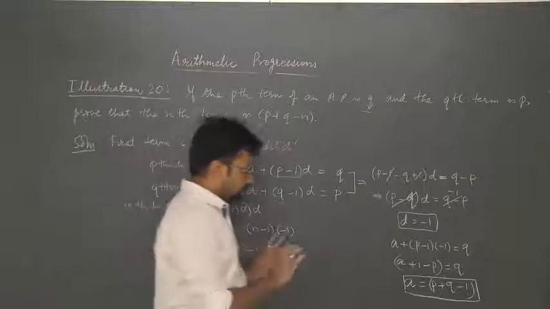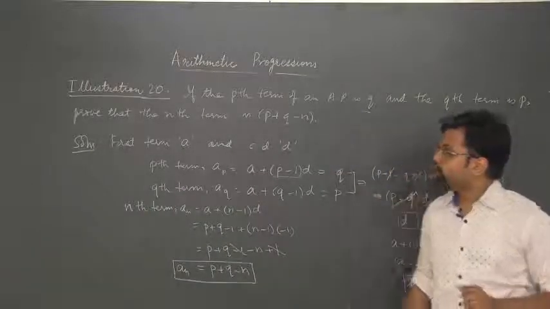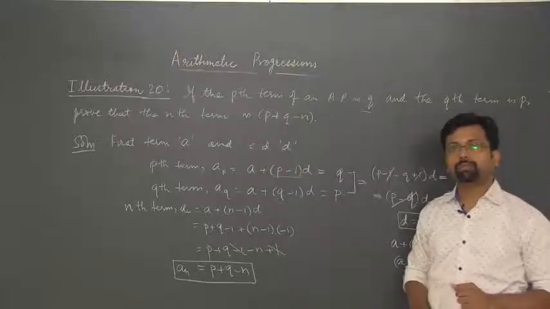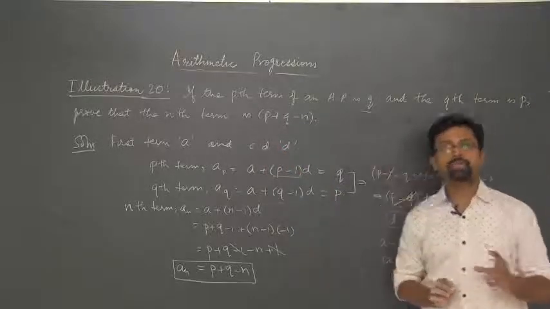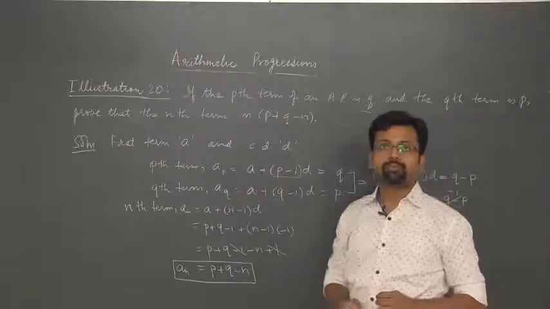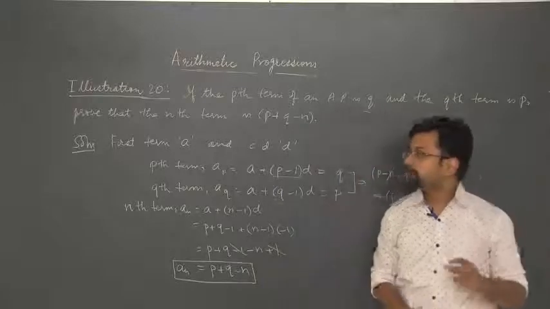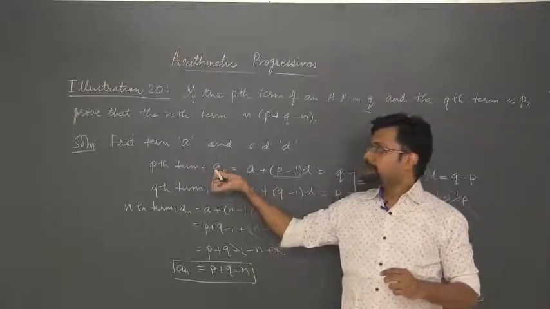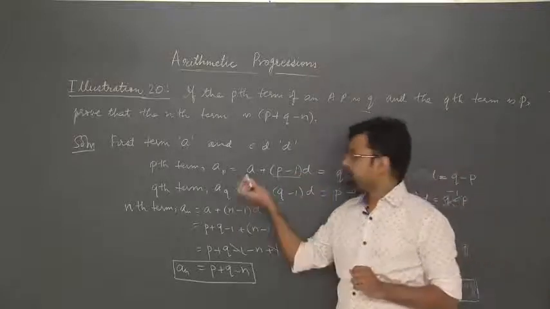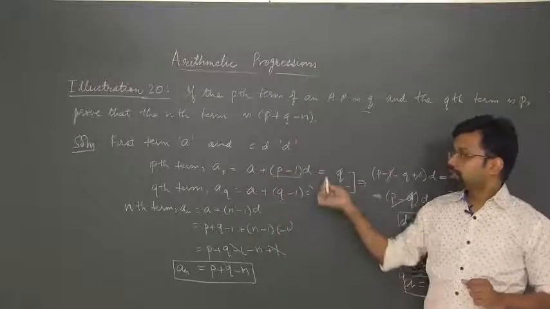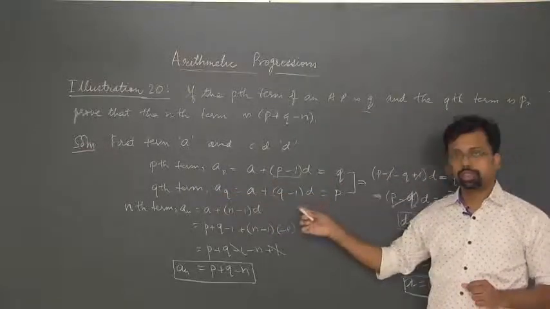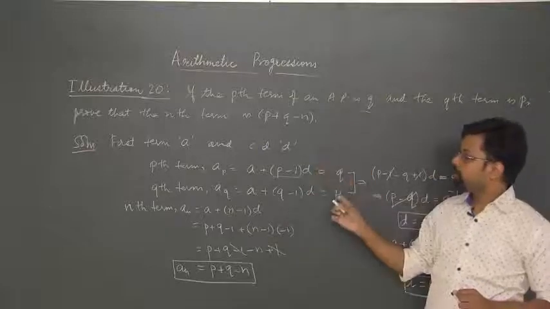So if you just revisit it again, what exactly did we do in this question? Here the pth term and the qth term of an AP are given. The first term and the common difference are not specified. So we let the first term be a and the common difference be d. Now the pth term of the AP will be a plus p minus 1 into d as per the formula, and it is given to be equal to q. Similarly, the qth term aq will be a plus q minus 1 into d as per the formula, and it is given to be equal to p.